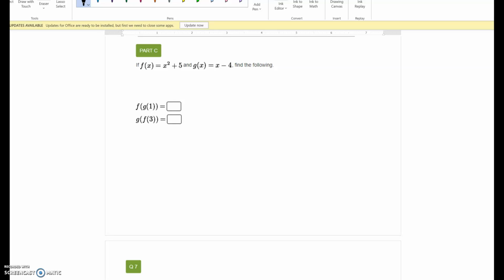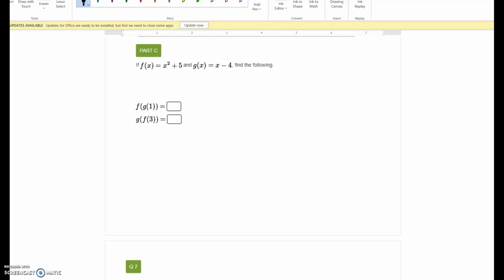For number 6, part C, I said in the previous video that you could use your answer from part A to get your answer for this f of g of 1. You could use your answer from part B to do g of f of 3. Or you could just do them step by step independently.